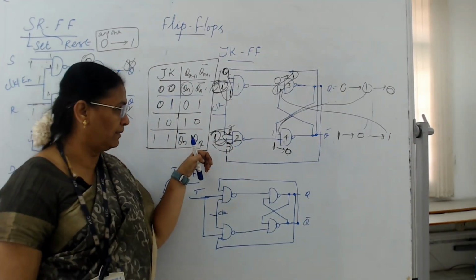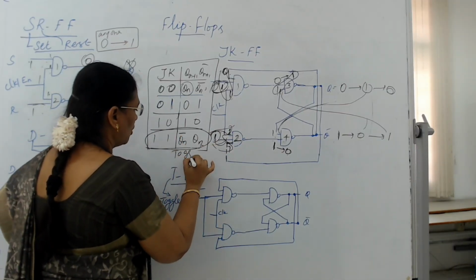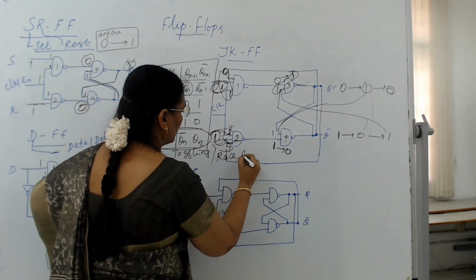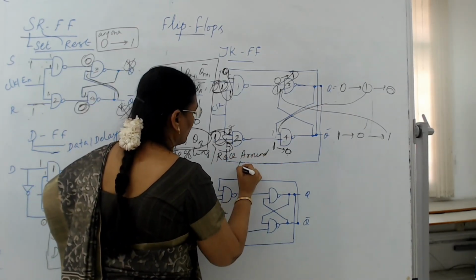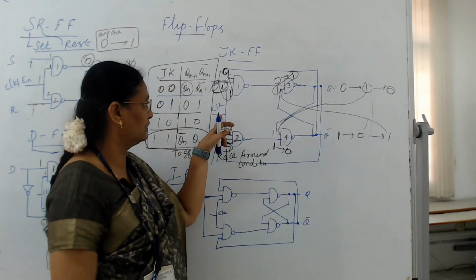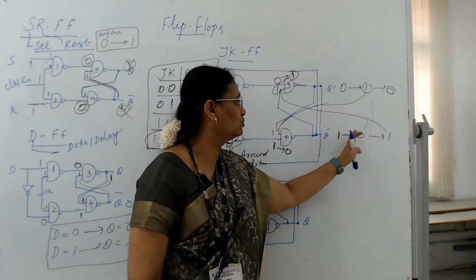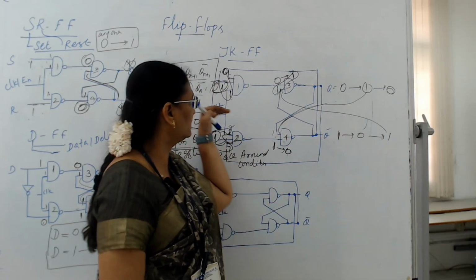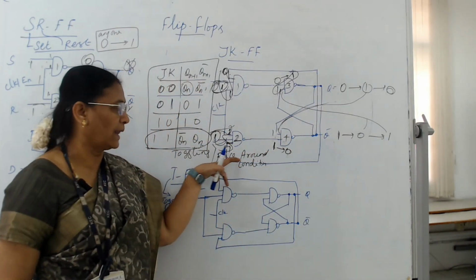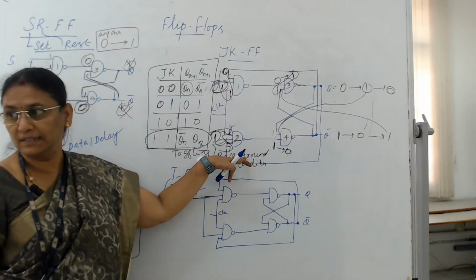But here we have one drawback. This case is called toggling, and we also call it the race around condition. Because if I give the clock as a continuous one and the level is maintained, then it will make continuous changes in the output. 1 to 0, 0 to 1, it is continuously changing. Within a single level, the number of times the output changes, this condition is called the race around condition. To avoid this race around condition, we move on to the master slave JK flip-flop.